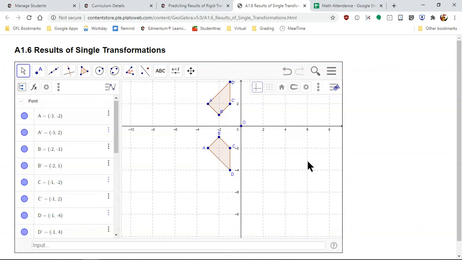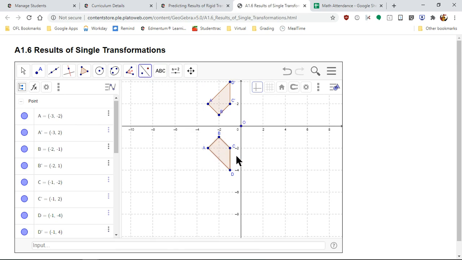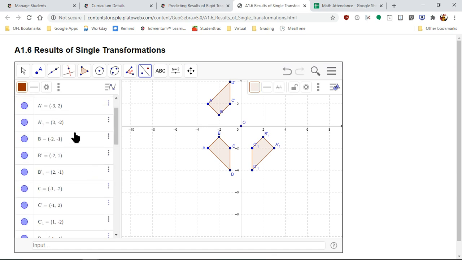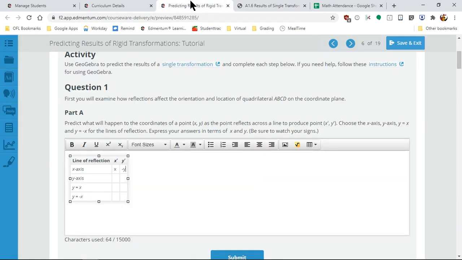And now we want to reflect over the y-axis. So I want to reflect this shape over the y-axis. I'm going to do reflection about a line, click my shape, click my line, and then if I look at my points, I'm going to ignore this one and start focusing on this one. It looks like my y stayed the same, but my x changed. So here I'm going to leave my y the same, but since my x changed, I'm going to put this as negative x.